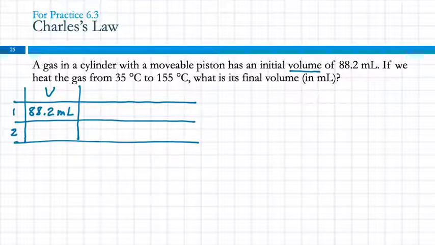And then I've got 2 temperatures, 35 and 155. What's important is I need to pick the one that goes with the 88 to put it on the same row. So this is the initial volume, and we're heating the gas from 35 to 155. The 88.2 milliliters happens at the 35 degrees Celsius, and the 155 is the other condition. And these are temperatures. It says, what's the final volume? In this table, there should always be one box that's blank. So I'm going to call this V2 because it's column V and it's row 2.